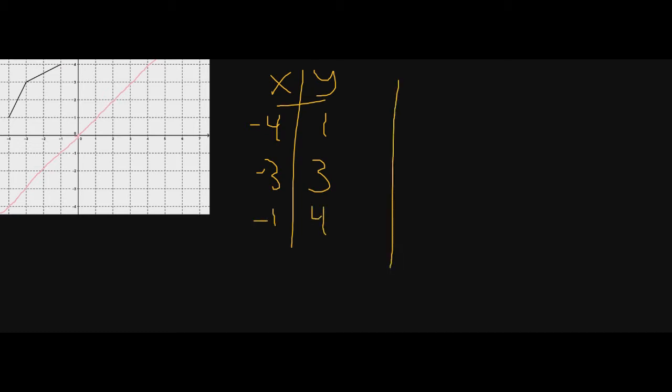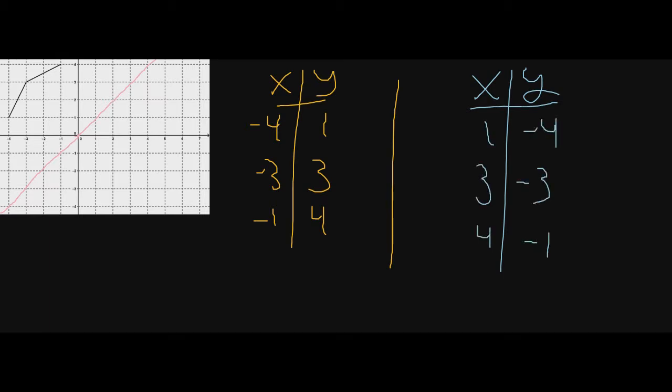Now all we do is make the inverse table: we swap the x and y values, just like we've done with tables. 1, -4, 3, -3, and 4, -1. So 1, -4 is down here. 3, -3 is right there. I'm going to connect these. And then 4, -1, which is right there, and I'll connect this here.